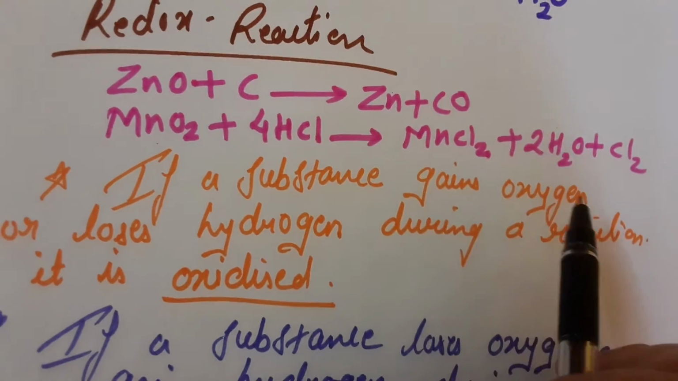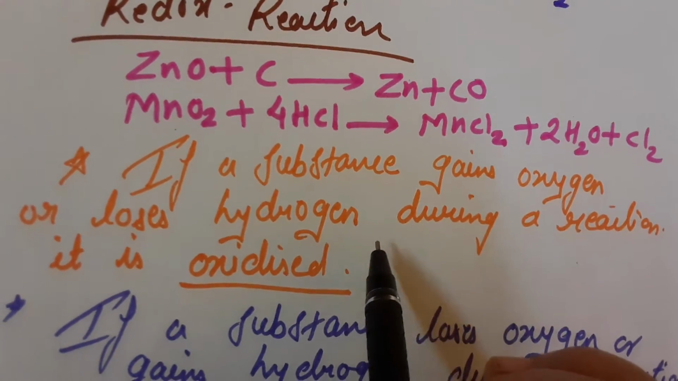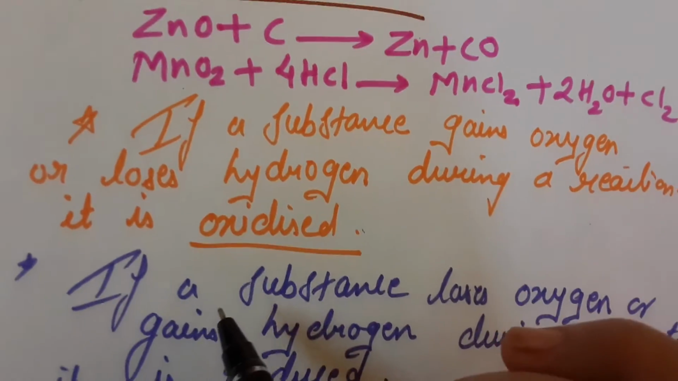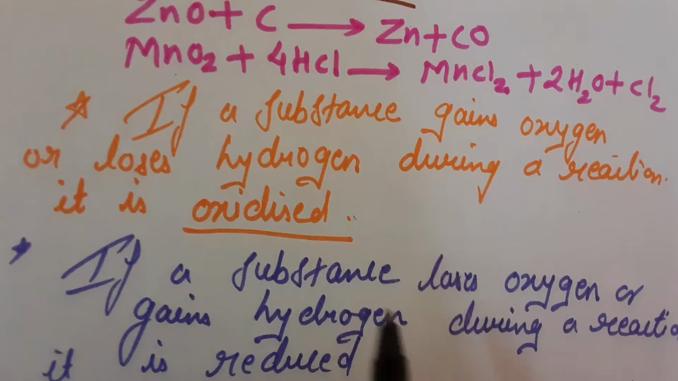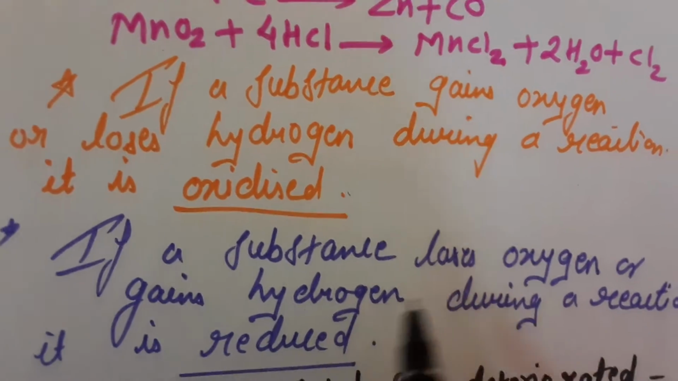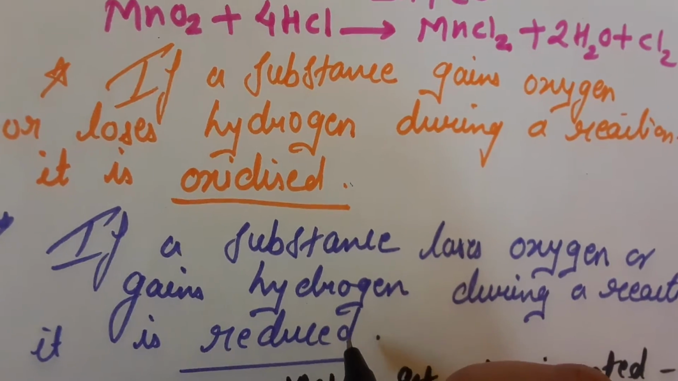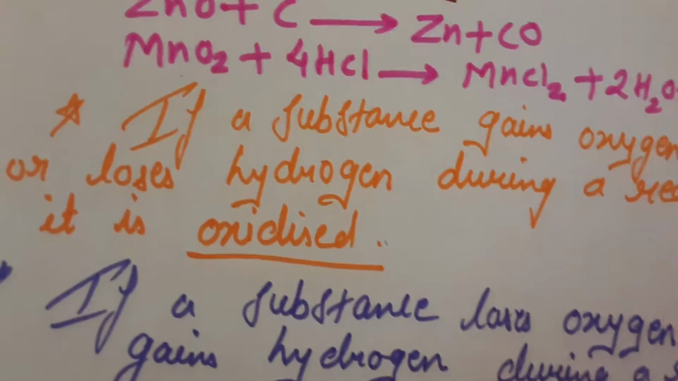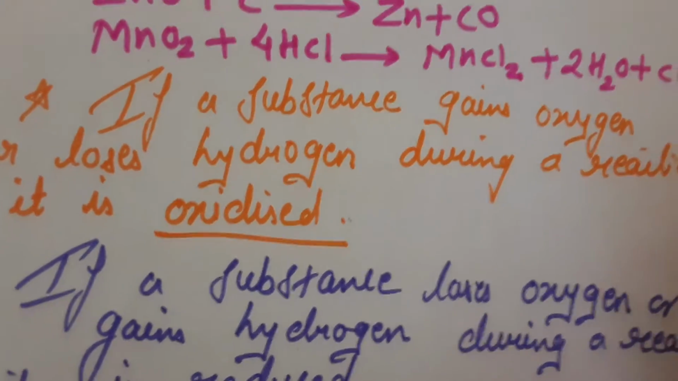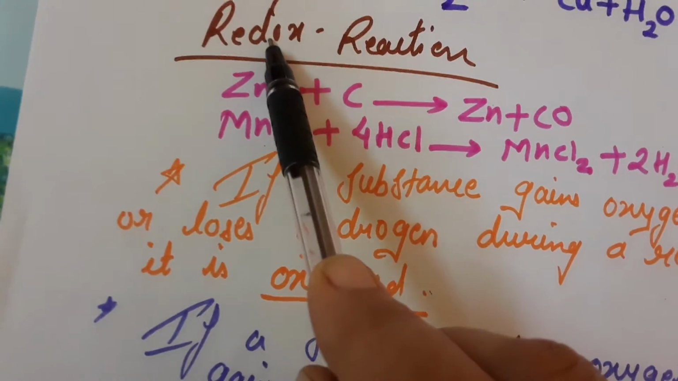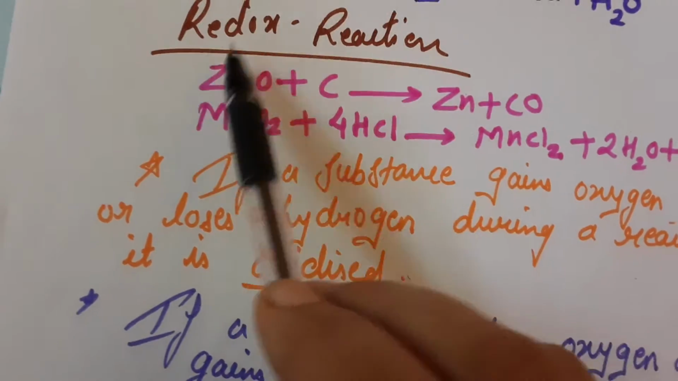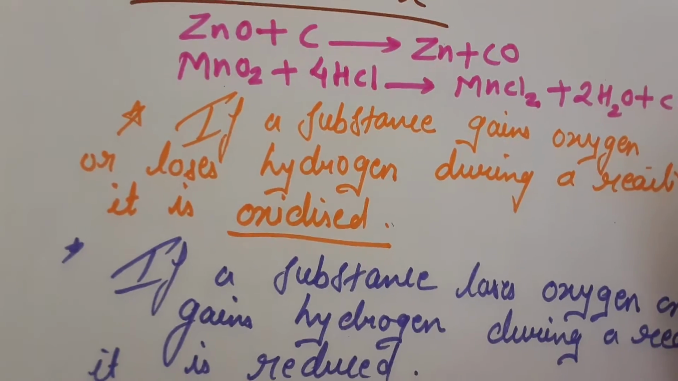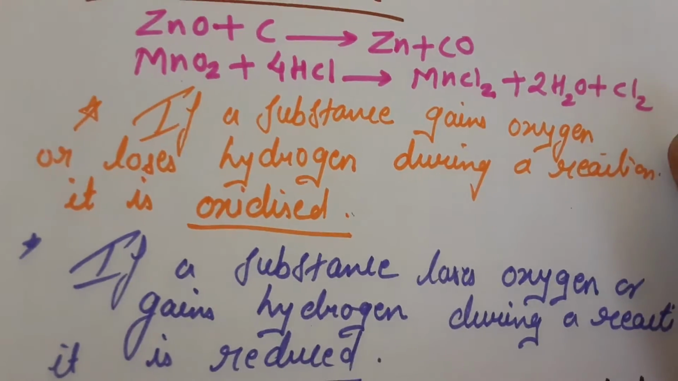So two points you have to remember here. If a substance gains oxygen or loses hydrogen during a reaction, it is oxidized. Second point, if a substance loses oxygen or gains hydrogen during a reaction, it is reduced. Simultaneously, if in a reaction oxidation and reduction occur, then such reactions are known as redox reactions. I hope you have understood, dear students. So note down these two important points.